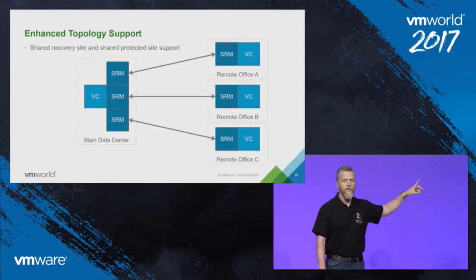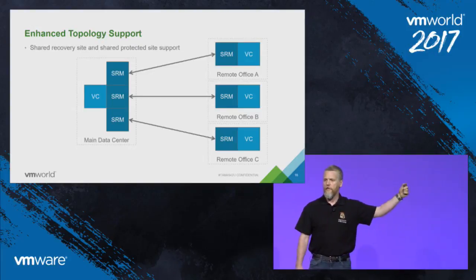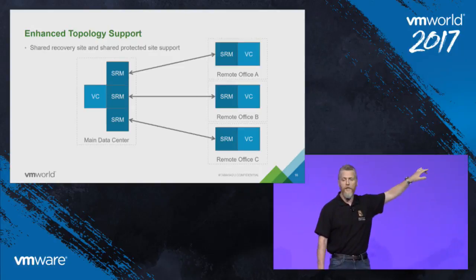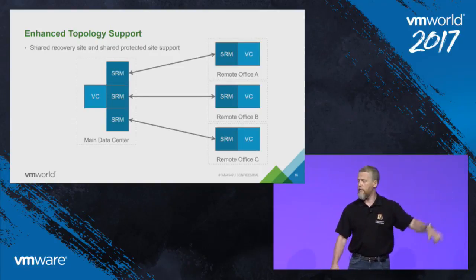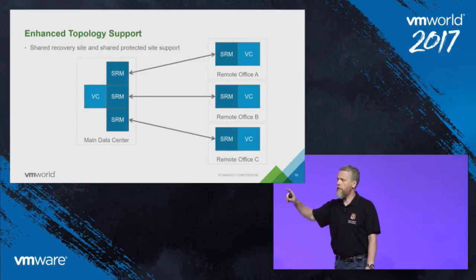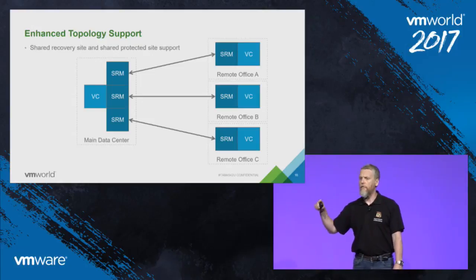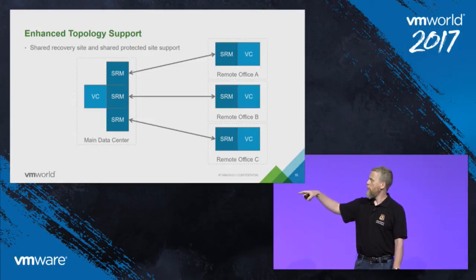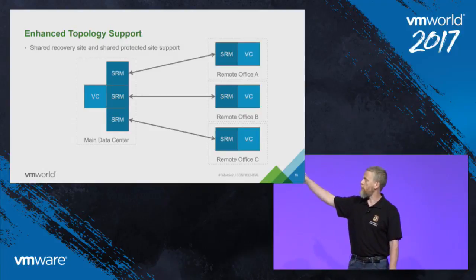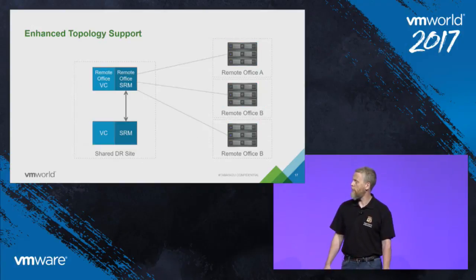A few things to notice about this. You'll notice that we have a vCenter at each one of the sites. SRM requires a vCenter at each one of those sites. SRM also is going to be deployed in pairs, so you'll notice that we have 3 pairs of SRM servers. The other thing to keep in mind is that each VM can only be protected once. So we couldn't have a VM that was in our main data center protected to both remote office A and remote office B. So just a couple of things to think about there.